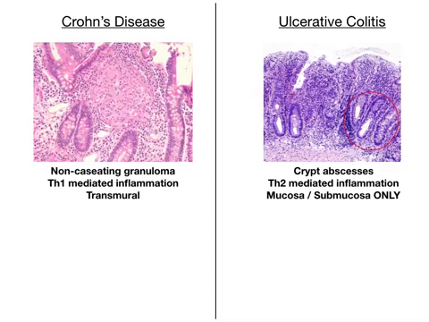In ulcerative colitis, you see crypt abscesses, and I've put a red circle around them in the picture on the right. So crypt abscesses, which are Th2 mediated. Again, please know this, ulcerative colitis inflammation occurs at the mucosal and submucosal level only. So it's more superficial than Crohn's disease. If you understand the transmural versus mucosal and submucosal thing, then a lot of these other symptoms and signs make perfect sense. Okay? Let's move on and talk about some other high yield associations.